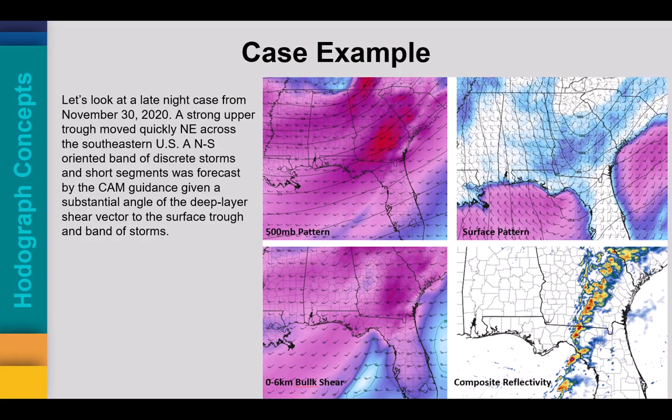Now we're going to look at a case example to illustrate what we've covered. And this will be a late night case from November 30th of 2020. We have a strong upper trough that's moving quickly northeast across the southeastern United States.